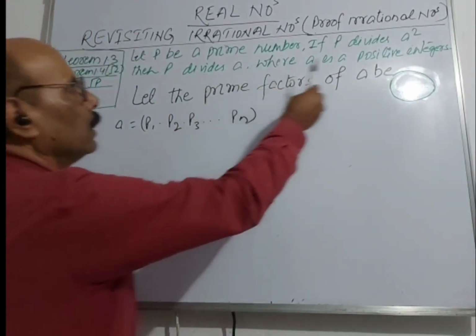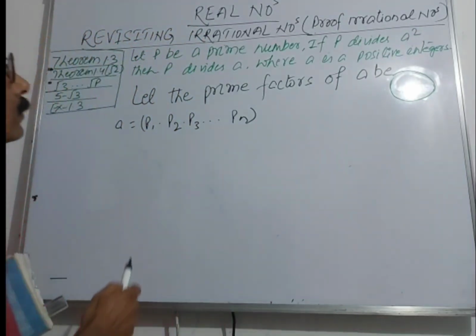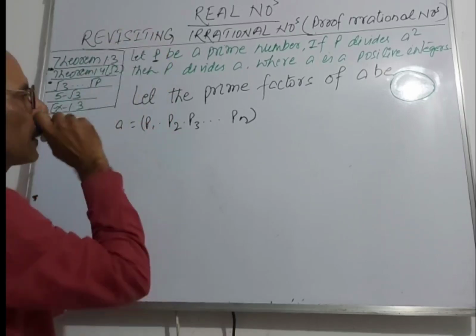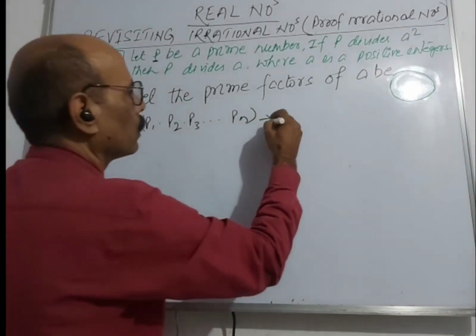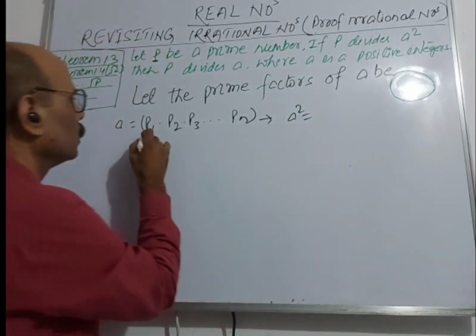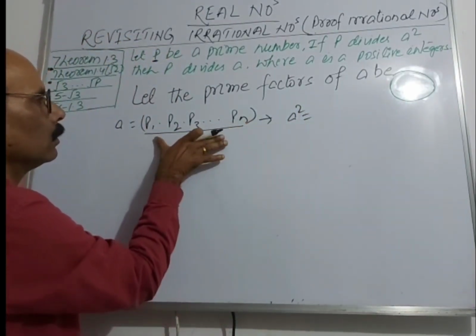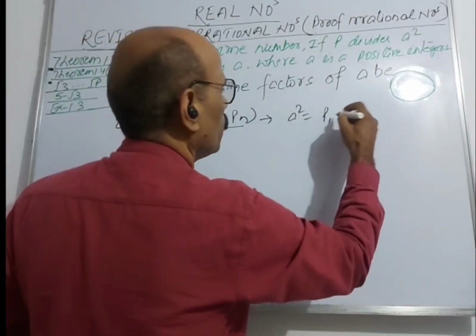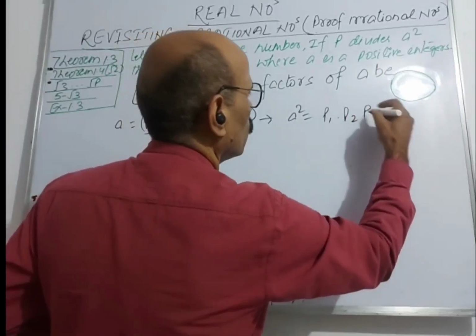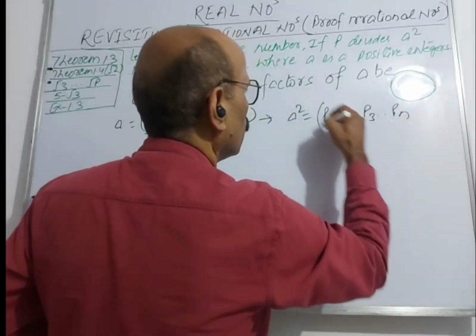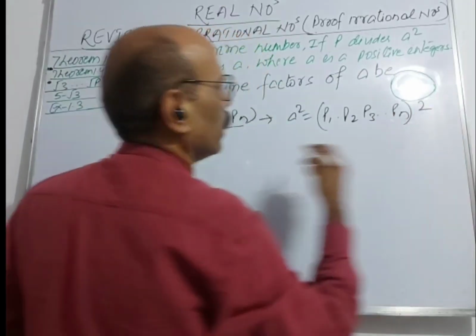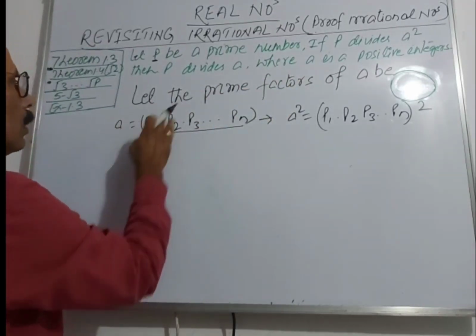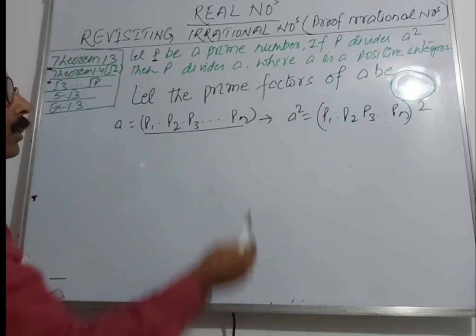Then what does the theorem say? Let p be a prime number. Then a square will be the square of this whole product. Suppose a square means a times a, so that means (p1 into p2 into p3 ... into pn) whole squared. This set is also squared. Okay?